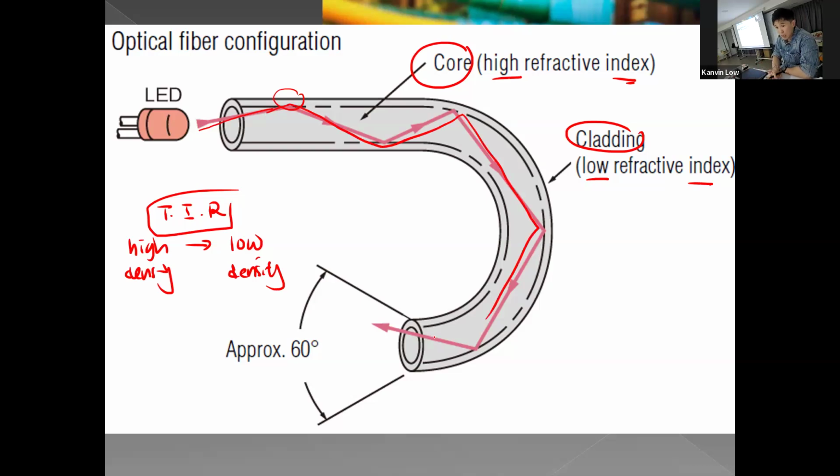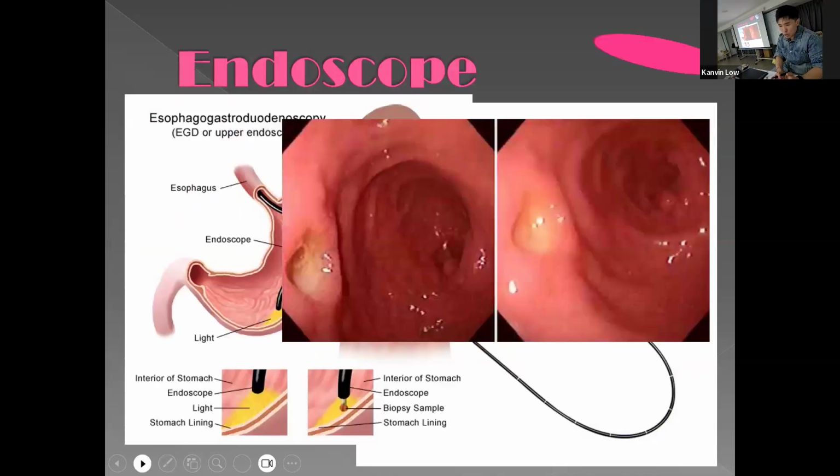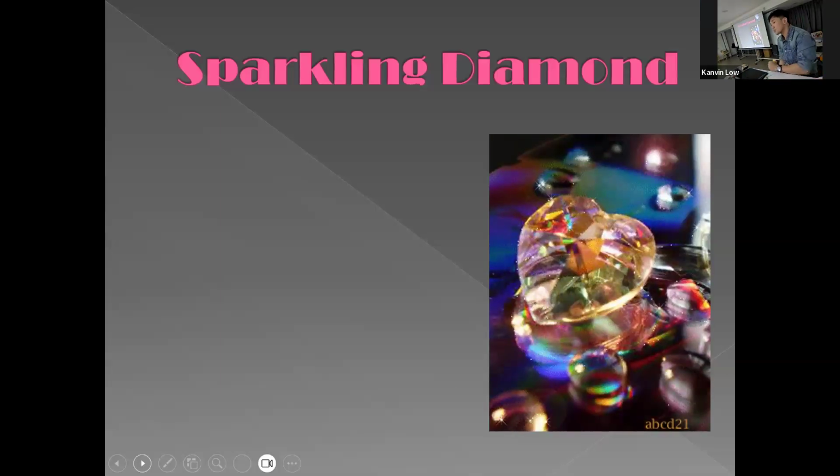Do you understand? Okay. And by using this, the speed will be very fast because the speed of light is super fast. So you use it for telephone communication and also endoscope light. Yeah, you can see inside. The high refractive index.